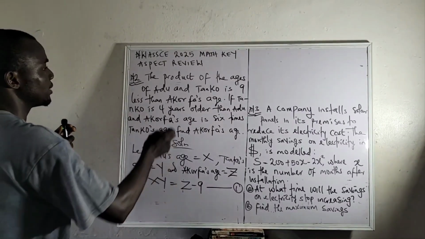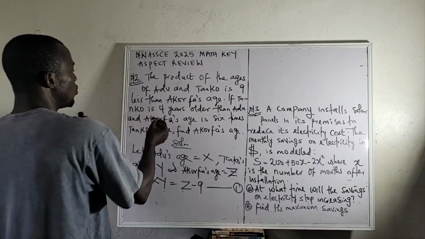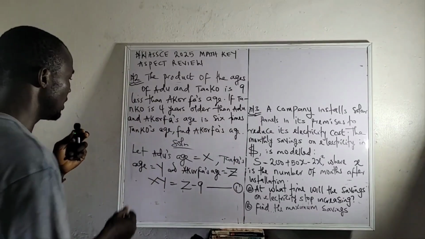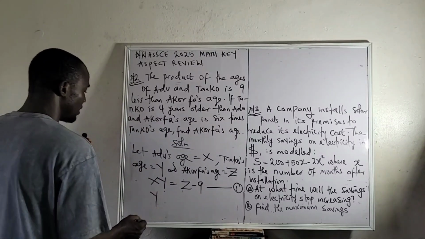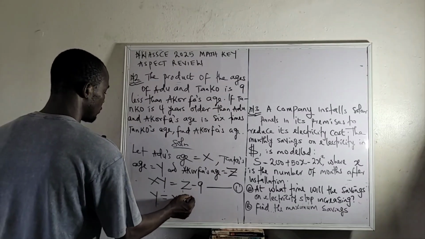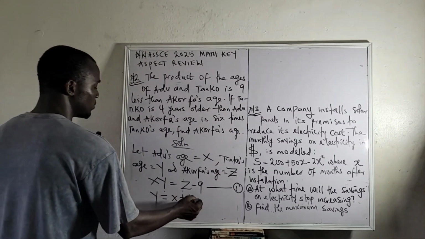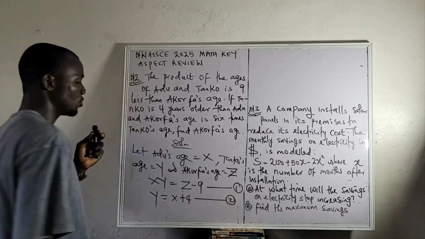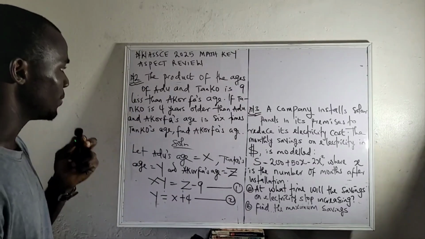The next thing is that it now says if Tanko is 4 years older than Adu, that means Tanko is Y, Tanko is 4 years older than Adu, that will be X plus 4. So Y equals X plus 4, that's for Tanko. We've gotten that second statement.